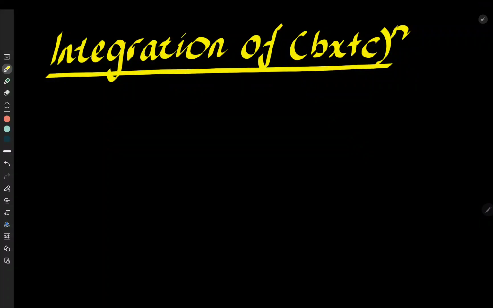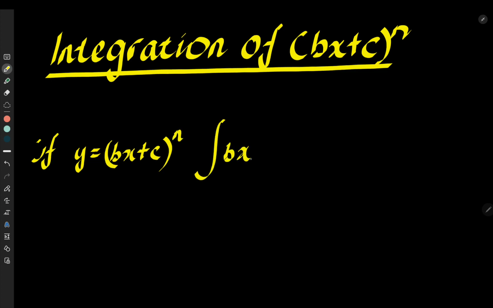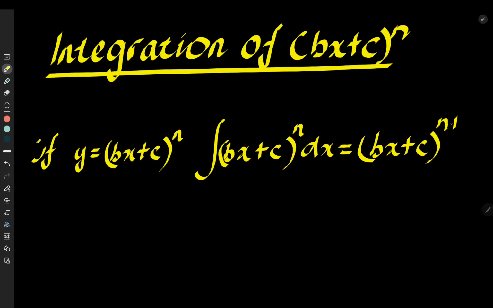Good day. In this lesson, we are going to look at the integration of (bx + c) to the power of n. Suppose you are given y = (bx + c)^n, then the integral of (bx + c)^n dx will be equal to: you just add 1 to the power, that will be (n + 1), divided by n + 1, the new power, multiplied by the coefficient of x, b, then plus a constant. And that is the answer.